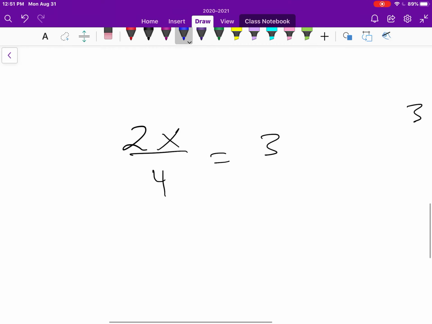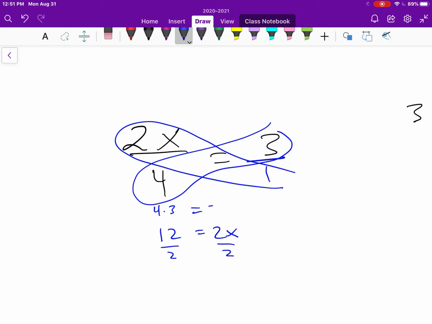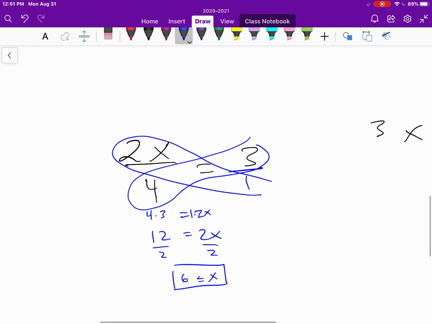Same idea here. So we're going to go ahead and do our 2x over 4. So we're going to go ahead and make this into a fraction. And so we're going to cross multiply now. So 4 times 3 gives you 12. 1 times 2x gives you 2x. So now, ideally, you have 4 times 3 here. And then you have 1 times 2x here. And then you have x equals 6 in this case. Okay? So that's one problem. Now the other one here.